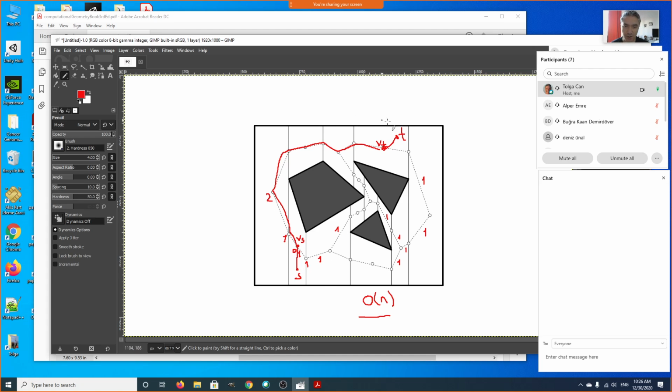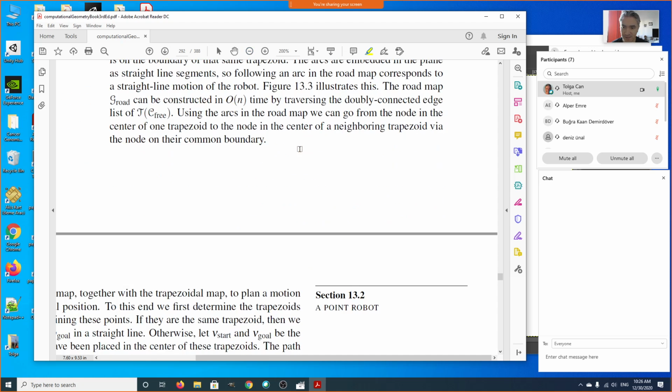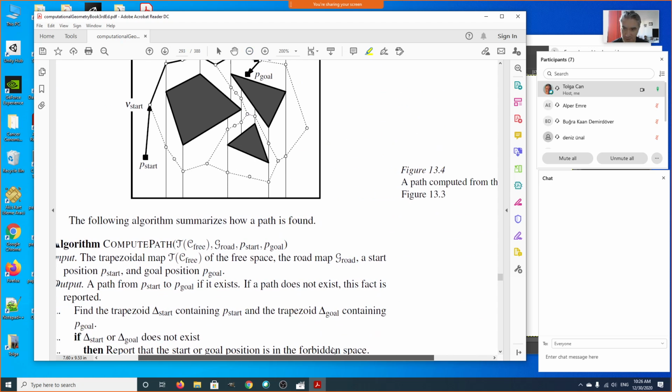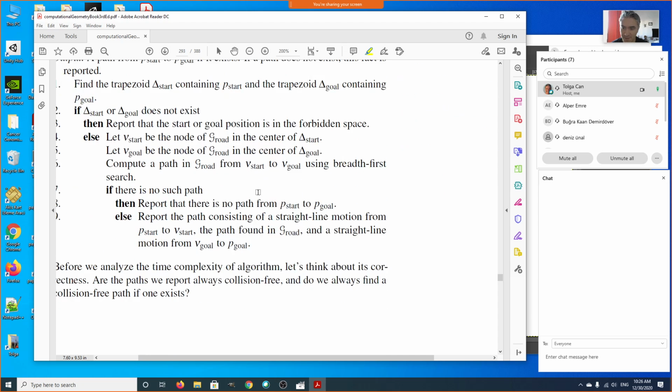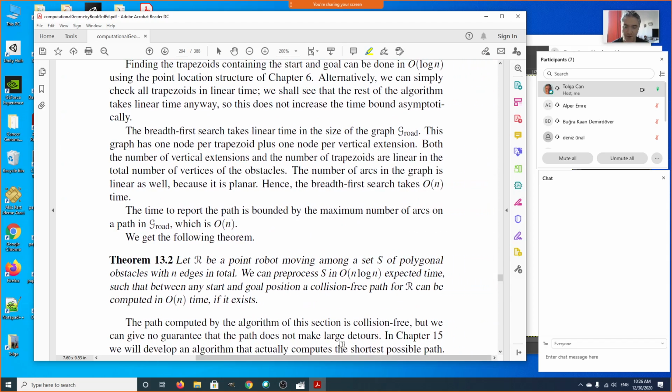The construction of the trapezoidal map takes, I think, O(n log n) time, so the final theorem about this section, theorem 13.2, is: if we have a point robot moving among a set of polygonal obstacles with n edges in total, we can preprocess S in O(n log n) expected time and build a trapezoidal map. After that, we find the path between a start and a goal position in this free configuration space in linear time by using breadth first traversal.